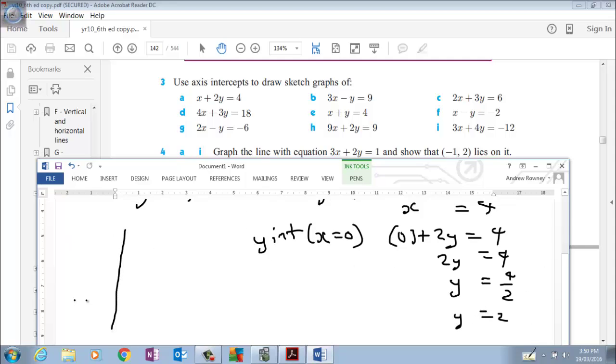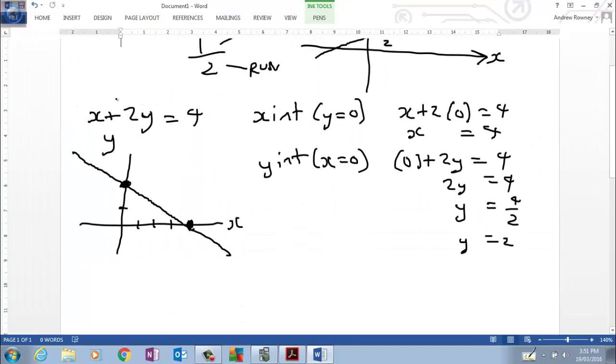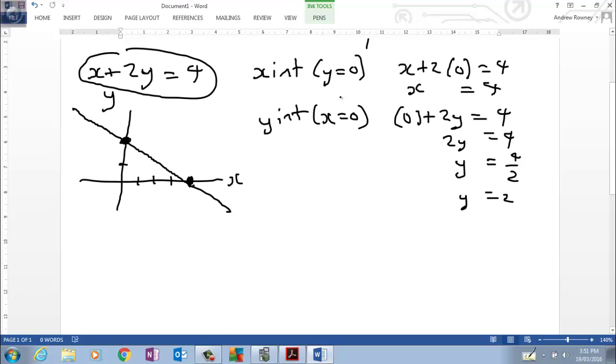Now to sketch that, there is our x, there is our y. So it cuts the y-axis at 2, there. And it cuts our x-axis at 4. 1, 2, 3, 4. So there is our line going through the two intercepts, and that represents the equation x plus 2y equals 4. That's the way you do it when you're given the general form.